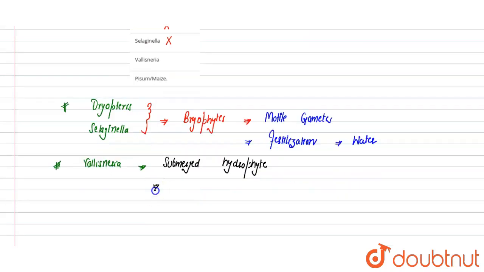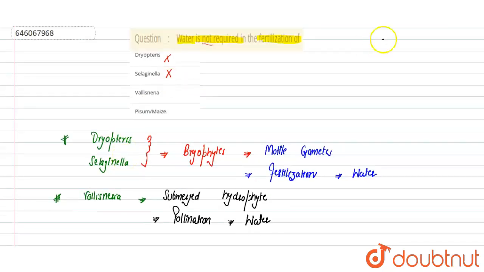So in the case of Vallisneria, pollination occurs by means of water. If pollination occurs by means of water, it means water is required for fertilization, because water acts as a means for the transfer of pollen from anther to the stigma. So it becomes an incorrect option. Again, water is required.